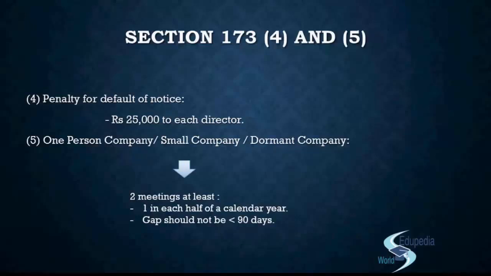You had no such provision while we were discussing the meetings in the normal company. You had to have 4 meetings, but 1 in each quarter was not a mandate. But over here, 1 in each half of the year is a mandate. And the gap between 2 meetings should not be less than 90 days. That means you cannot hold a meeting in June and the other meeting in July, and say I have complied with the provisions because I have called both meetings in different halves of the year. No, because the gap is less than 90 days. So that is the provision of section 173 subsection 5.